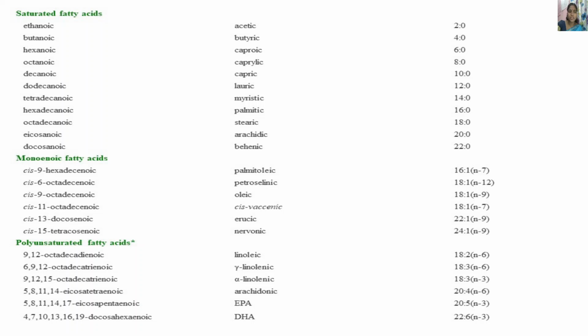And for the polyunsaturated fatty acids, you can go through this table, in which I have listed the common names and their IUPAC names. So here it indicates the number of carbon atoms and the position of the double bonds.